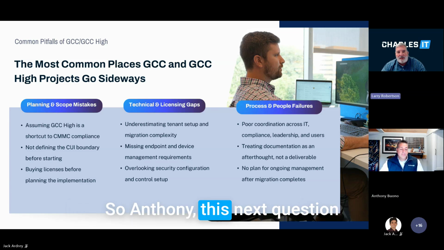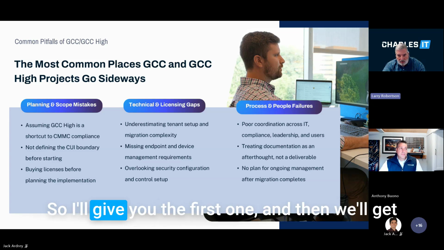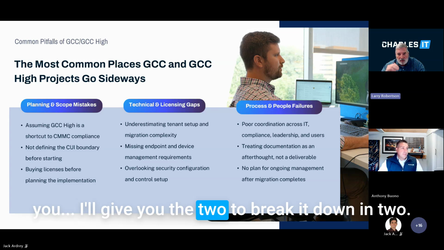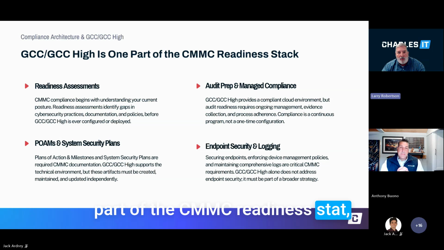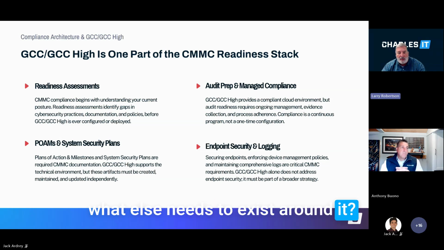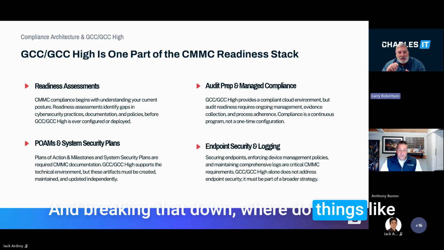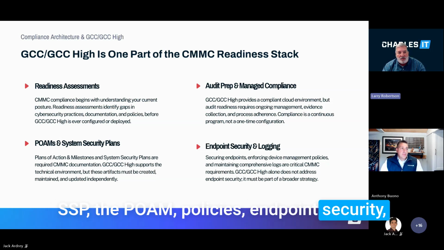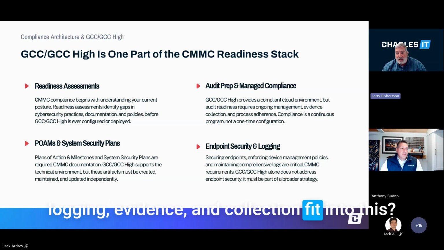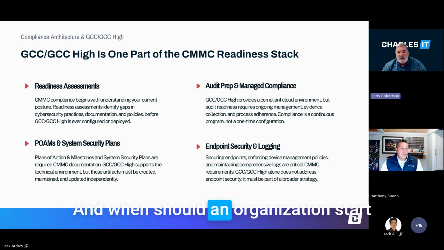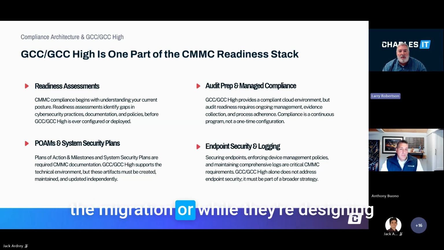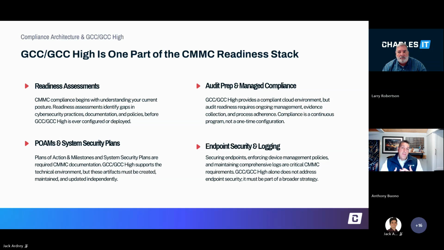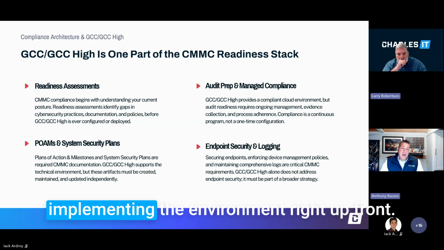Oh, Anthony, this next question is a multi-part question. So I'll give you the first one and then I'll give you the two to break it down into. If GCC High is only one part of the CMMC readiness stack, what else needs to exist around it? And breaking that down, where do things like SSP, the POAM, policies, and security logging and evidence collection fit into this? And when should an organization start thinking about assessment evidence, after the migration or while they're designing and implementing the environment? In my opinion, it's designing and implementing the environment right up front.